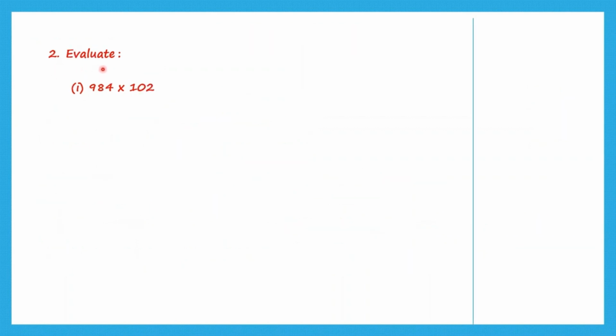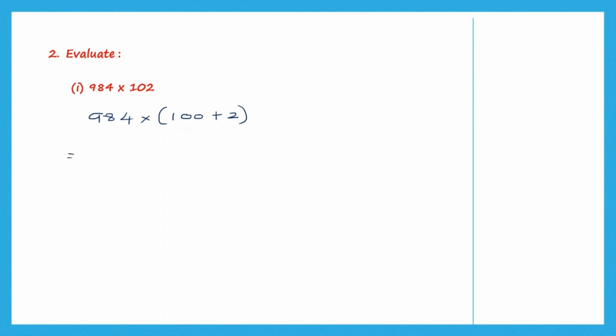Question 2. Evaluate. Now here we have 984 into 102. Now instead of multiplying it straight away like this, we can make it simpler by using the distributive property. Now how do we do that? We can write 984 into, to make it easier for us, 102 can be written as 100 plus 2, isn't it? 984 into 100 plus 2.